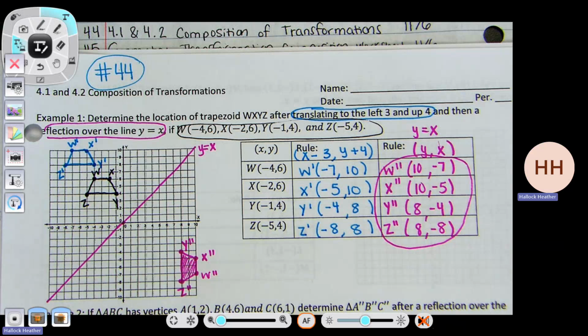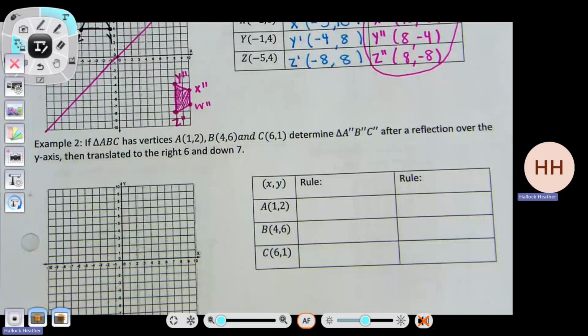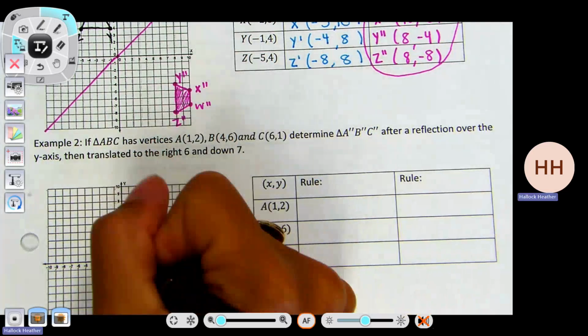Let's do it again. Okay, so number 2, same thing. Number 2 says, if triangle ABC has vertices, blah, blah, blah, determine A double prime, B double prime, C double prime after a reflection over the y-axis. And then we're going to translate it to the right 6 and down 7. So start by putting your original coordinates on your graph. So A is (1, 2).